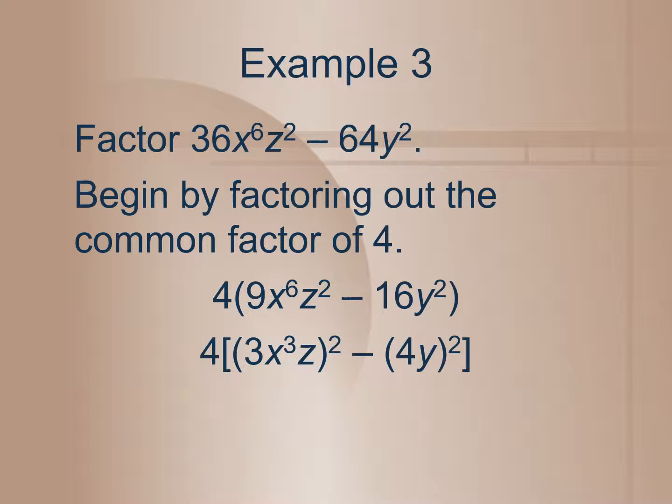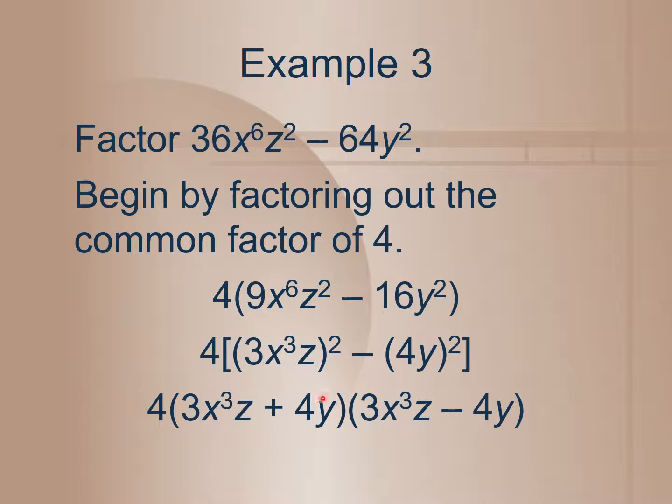Now I can factor that as the product of conjugates. I still have my 4. Here's my first term, 3x cubed z, plus my second term, 4y, and then I multiply that by the difference: 3x cubed z as my first term, but this time minus 4y.